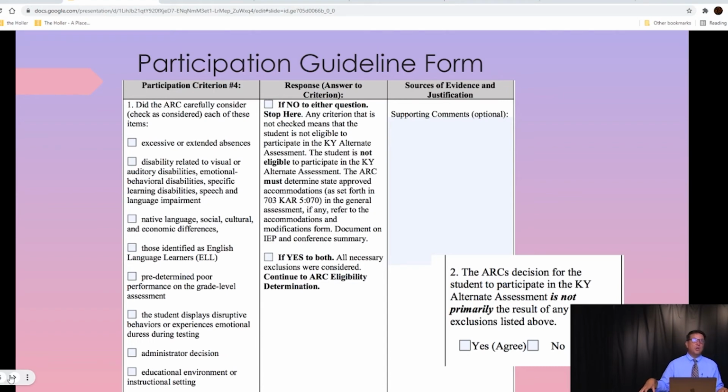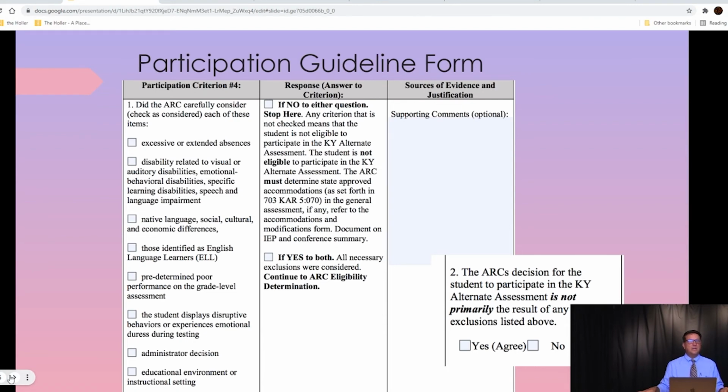Was the native language, social, cultural, and economic differences documented? And did that have a bearing on whether or not this student was eligible? Did we consider those identified as ELL? And did we jump through all the hoops that we needed to in order to make sure that we're assessing the English language learner the correct way, that we've allowed acculturation, we've allowed the English language learner to be in our environment long enough that we wouldn't predetermine them eligible for special education too soon? And have we predetermined poor performance on the grade level assessment?